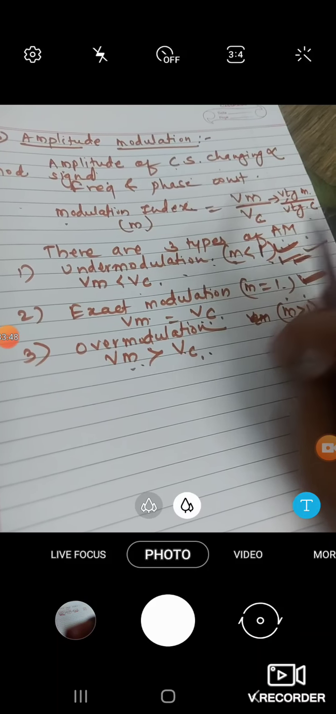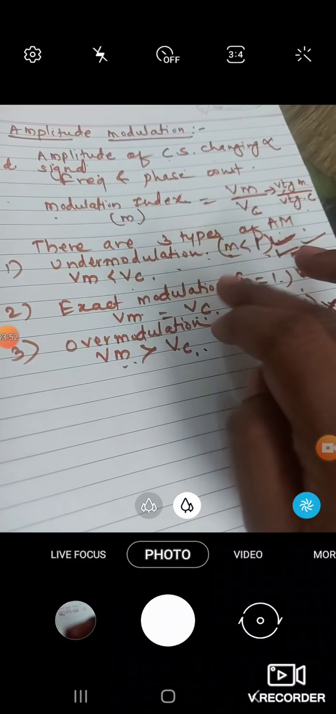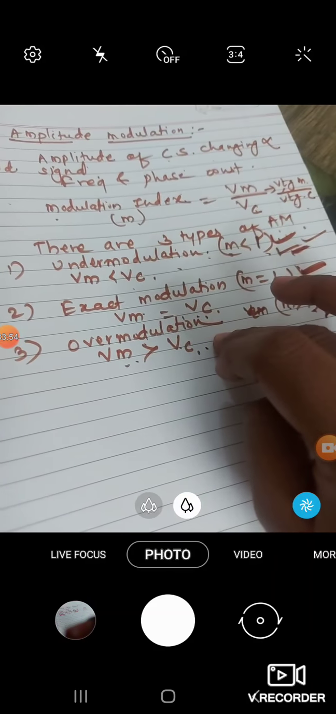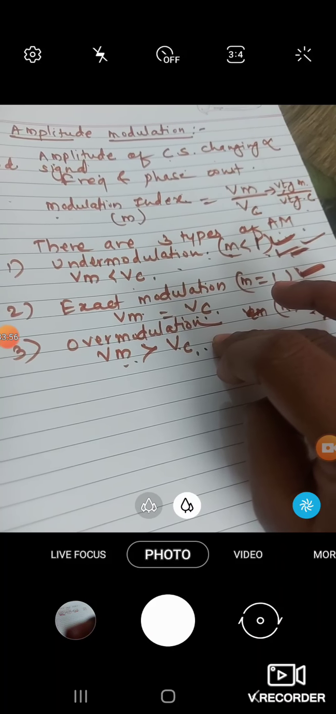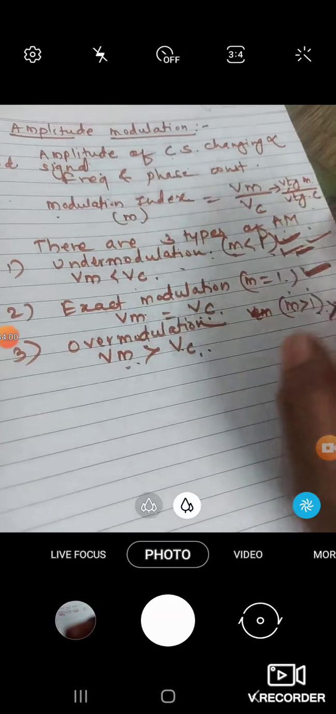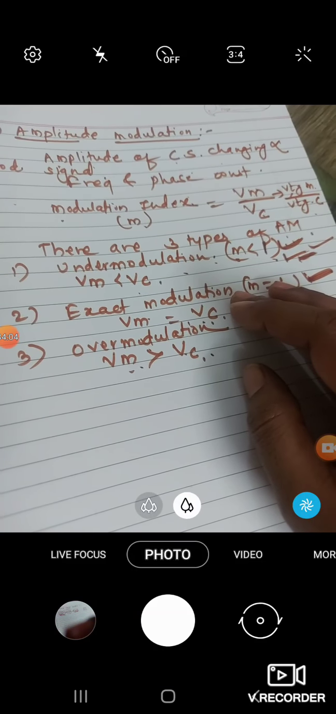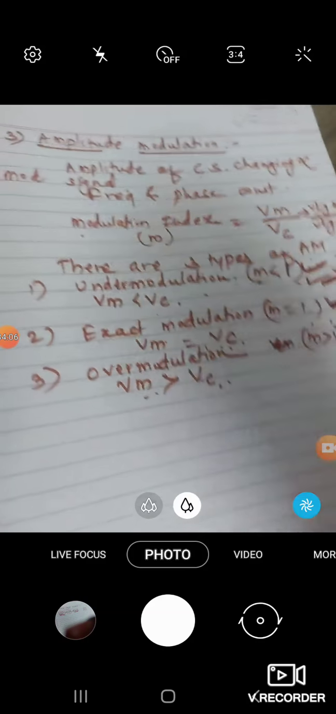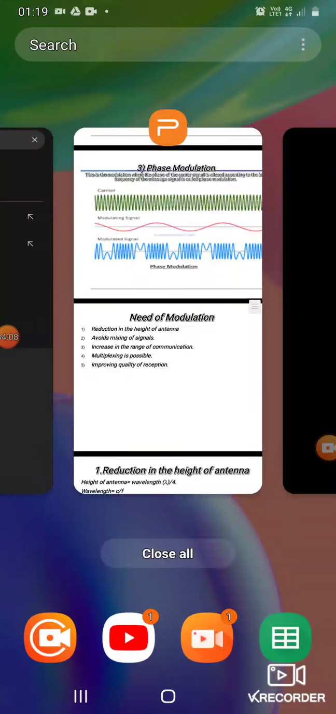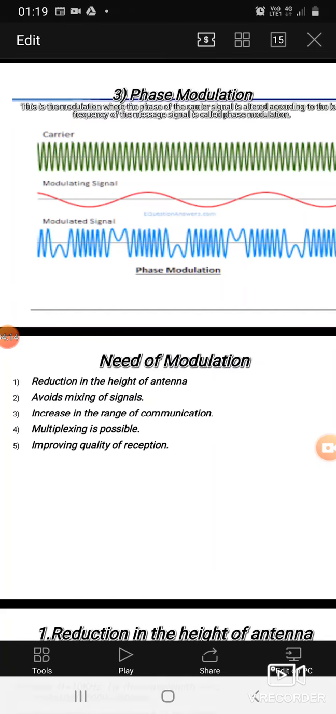Okay, so in the next lecture we will see how to draw the waveforms for under modulation, exact modulation and over modulation. And then we will see the different types of communication channel. Before considering the types of communication channel, we have to understand the need for modulation. All these points we will see in the next lecture.